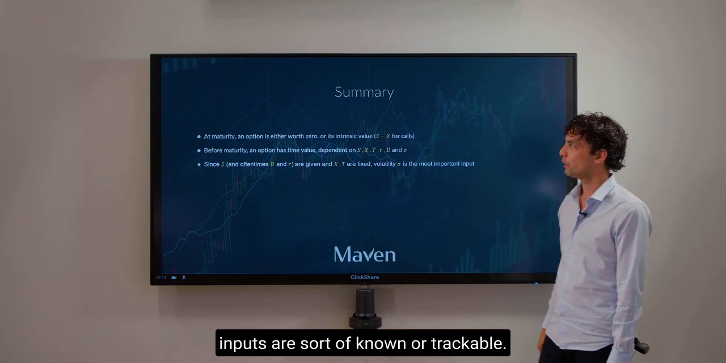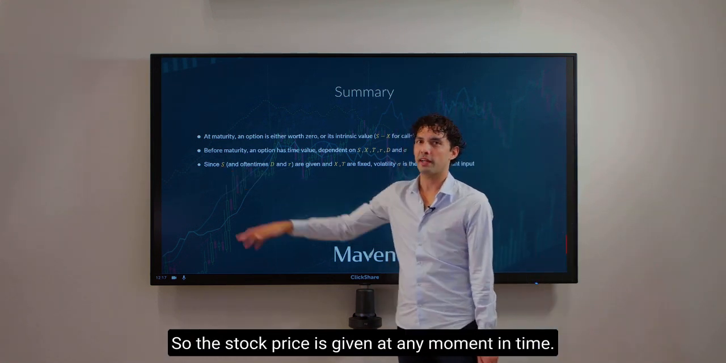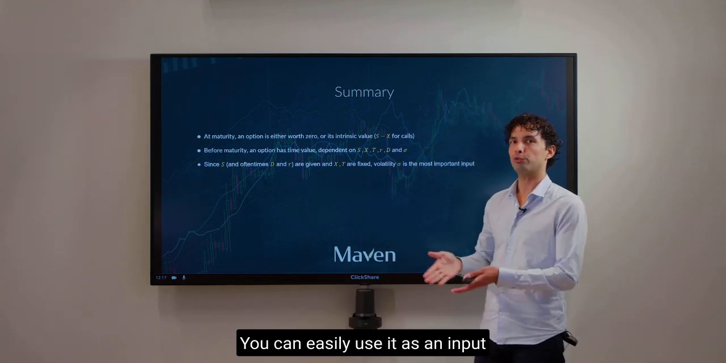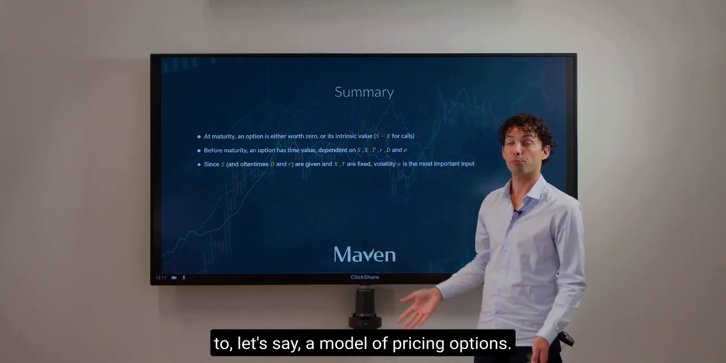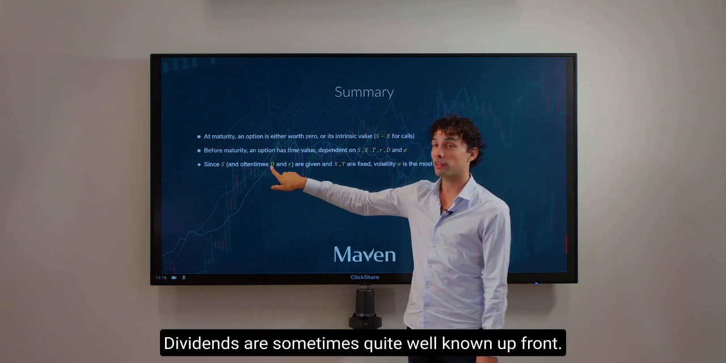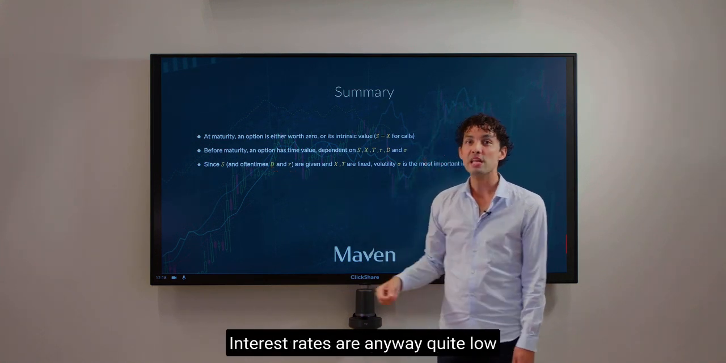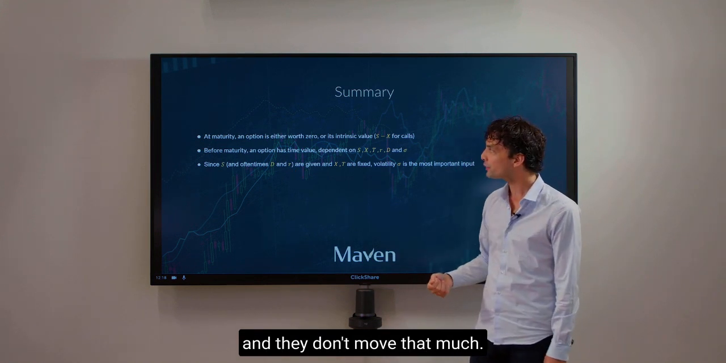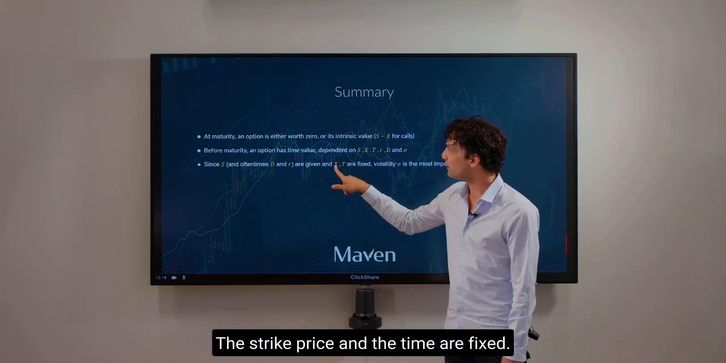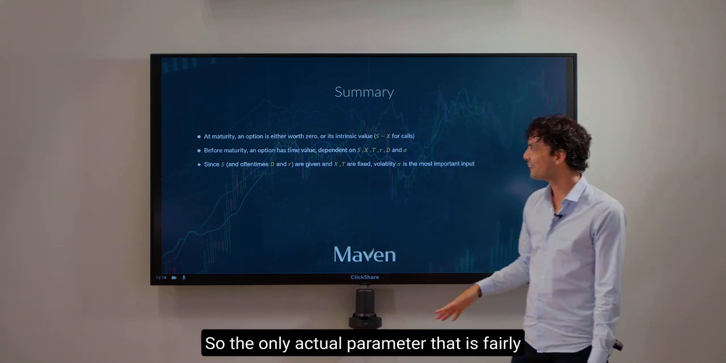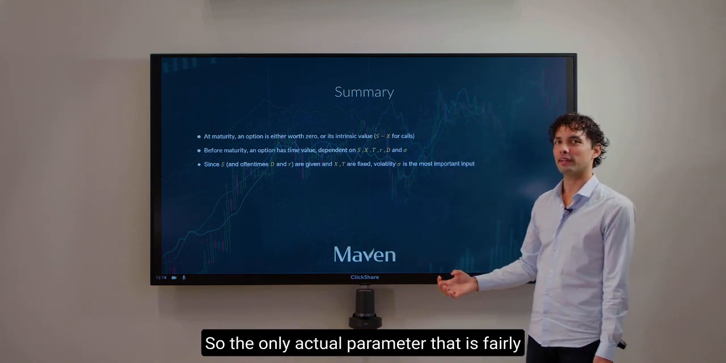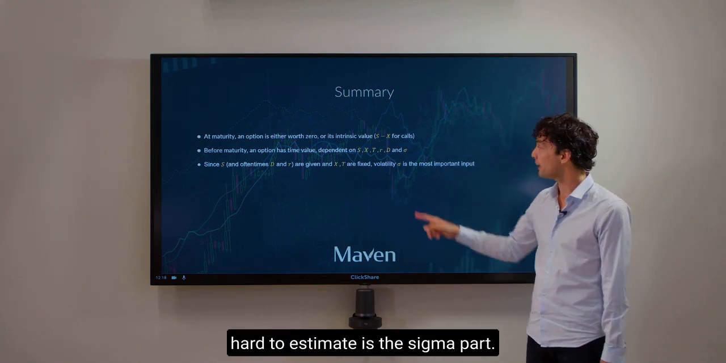What is very important in trading is that most of these, we call them parameters or inputs, are sort of known or trackable. So the stock price is given at any moment in time. You can easily use it as an input to, let's say, a model of pricing options. Dividends are sometimes quite well known up front. Interest rates are anyway quite low and they don't move that much. The strike price and the time are fixed. So the only actual parameter that is very hard to estimate is the sigma part.